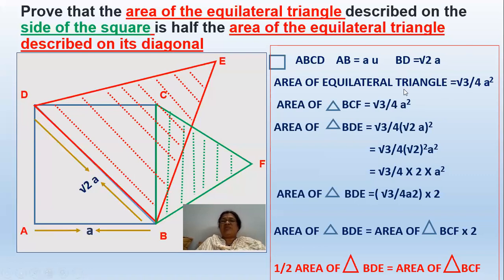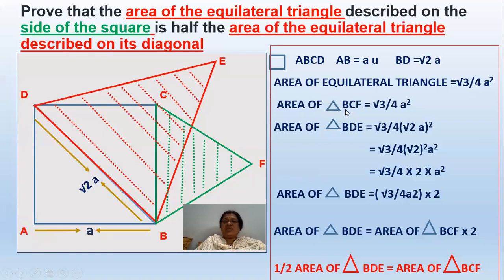The area of an equilateral triangle, this is the formula. So when the side of an equilateral triangle is given, you can find out the area of an equilateral triangle, which will be equal to root 3 by 4 A square. What will be the height of an equilateral triangle when side is given? You find out and you may post it in the comment box. So root 3 by 4 A square is equal to the area of an equilateral triangle.